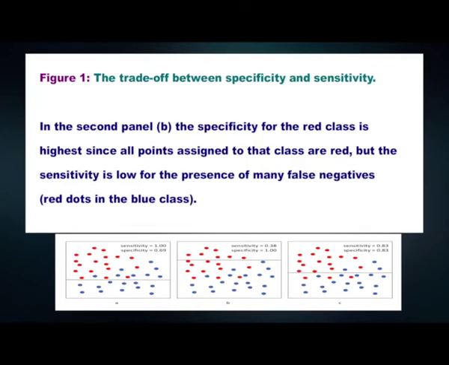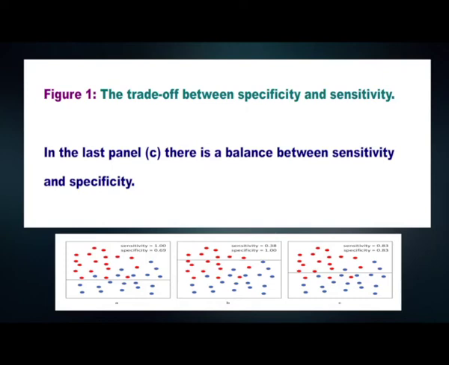In the second panel B, the specificity for the red class is highest since all points assigned to that class are red, but sensitivity is low because of the presence of many false negatives, red dots in the blue class. In the last panel C, there is a balance between sensitivity and specificity.